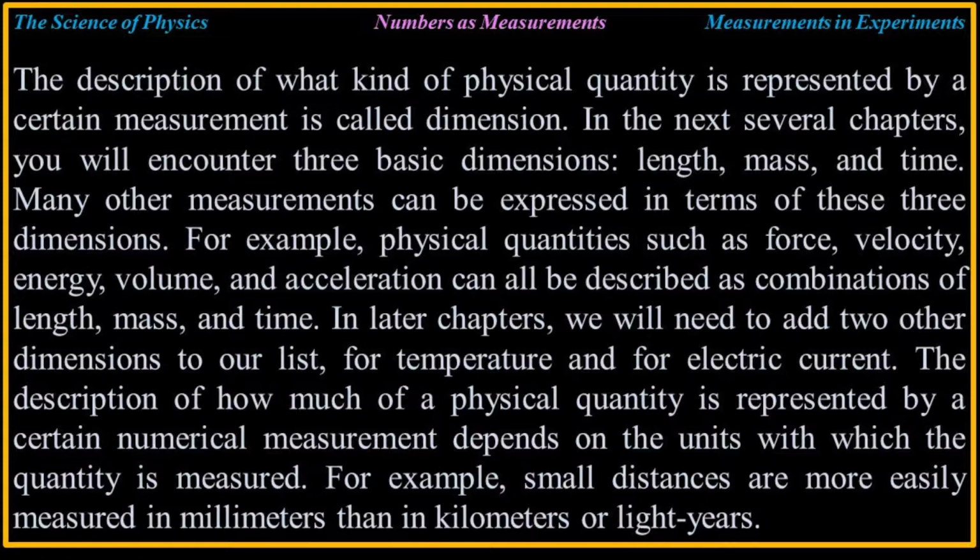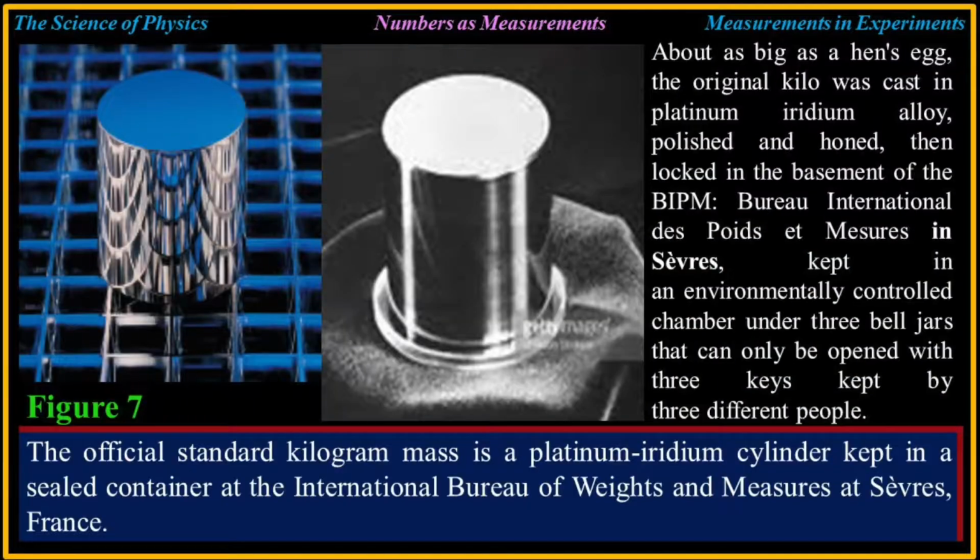In later chapters, we will need to add 2 other dimensions to our list for temperature and for electric current. The description of how much of a physical quantity is represented by a certain numerical measurement depends on the units in which the quantity is measured. For example, small distances are more easily measured in millimeters than in kilometers or light years.